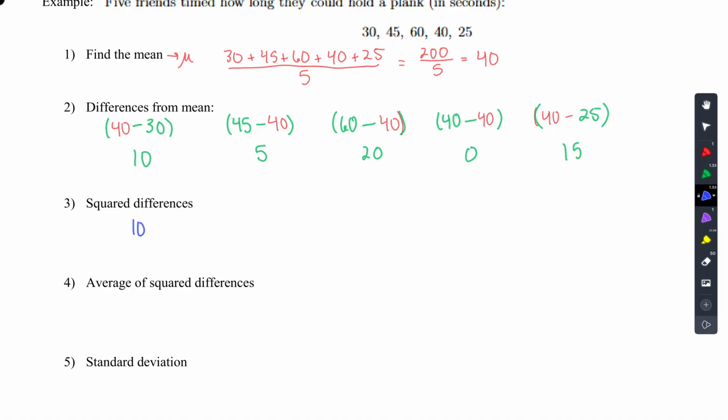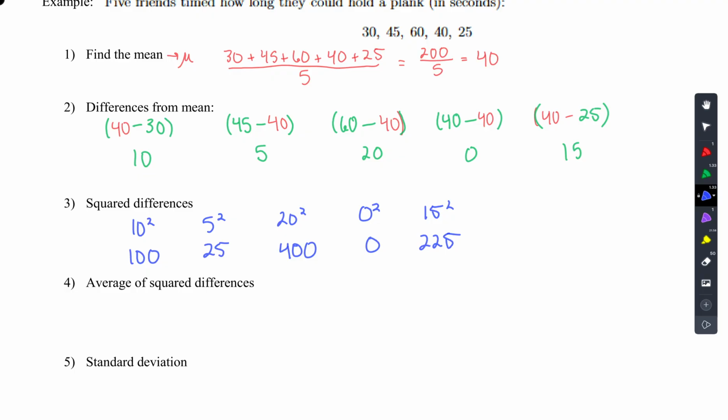So you're going to go 10 squared. Again, I would do this in my head, but just because it's your notes, you want to remember where the numbers are coming from. And then I would do 20 squared. And then I would do 0 squared, which feels dumb, but that's okay. 15 squared. And you would get all the numbers.